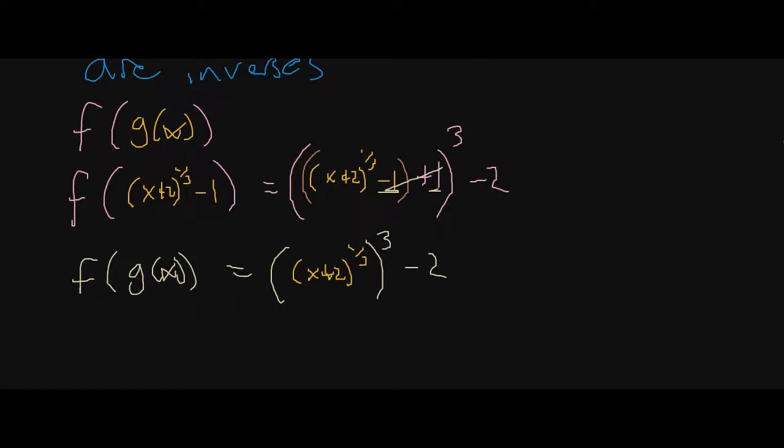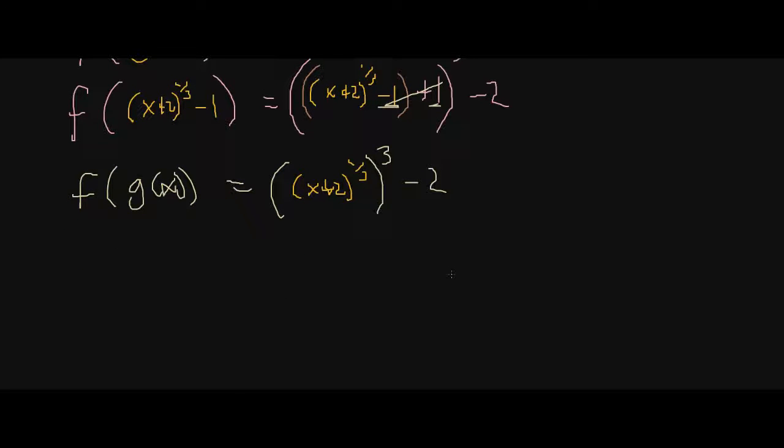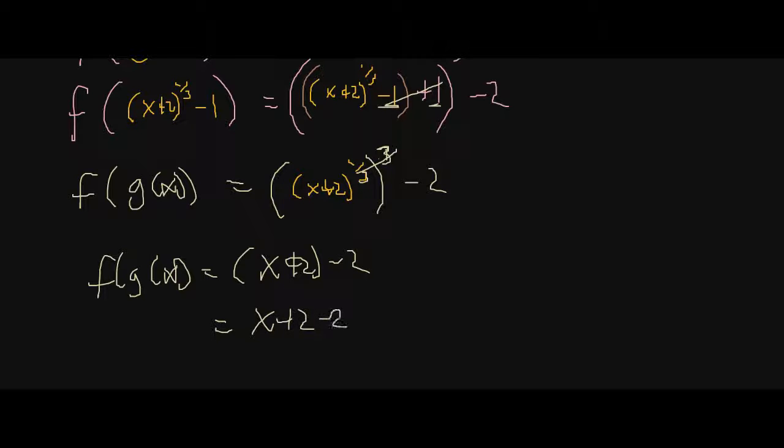All right. Well, what's 1 over 3 times 3? Well, that's just 1. All right. So f of g of x is going to equal, well, we're just going to get x plus 2 minus 2, which is the same thing as x plus 2 minus 2. 2 minus 2 cancel, and we just get x. Back to our point of reflection, which is exactly what we wanted here.